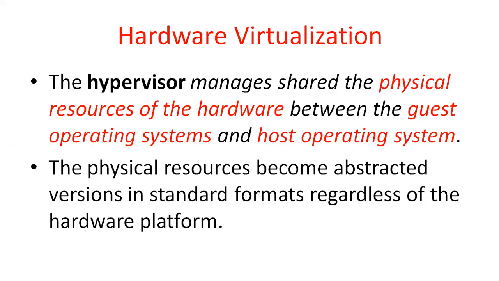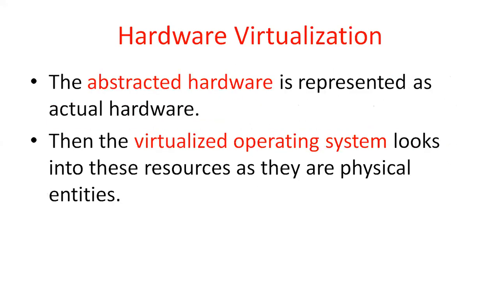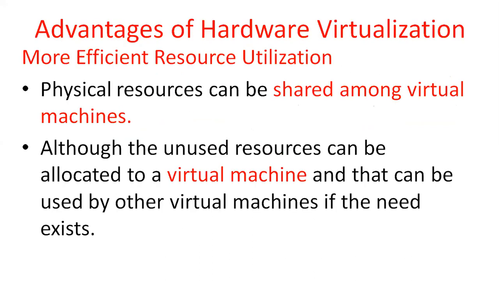The physical resources become an abstract version in a standard format regardless of the hardware format. The abstracted hardware is then represented as actual hardware. The virtualized operating system looks at the resources as its physical entities. That is virtualization, and it has some advantages.